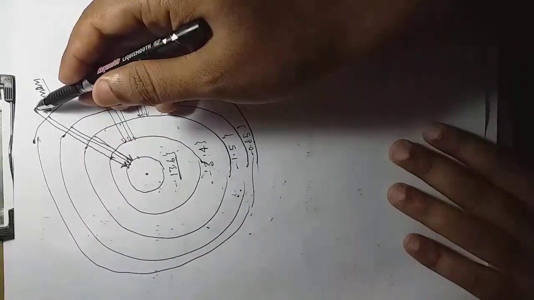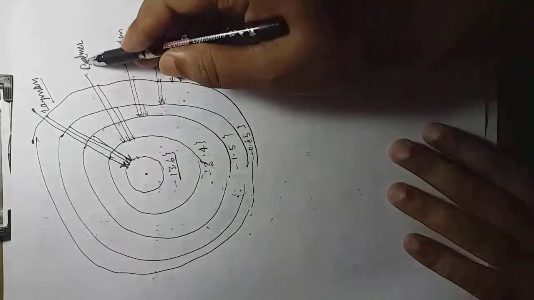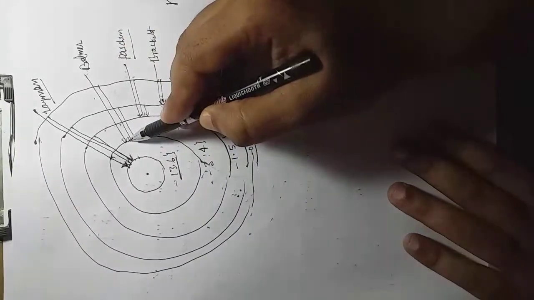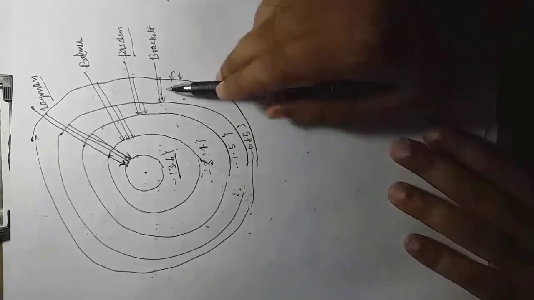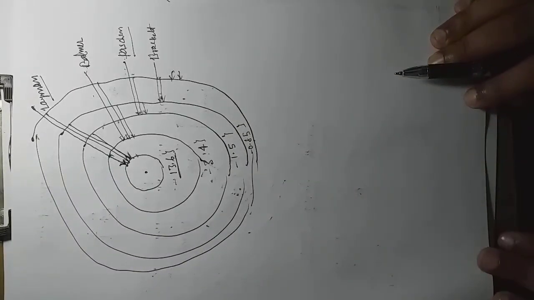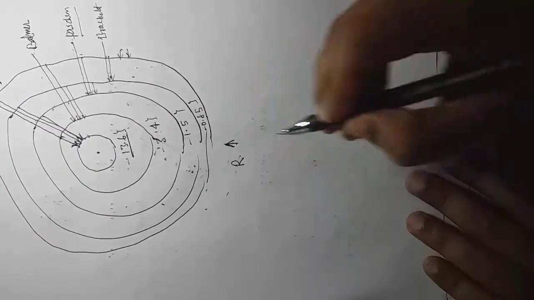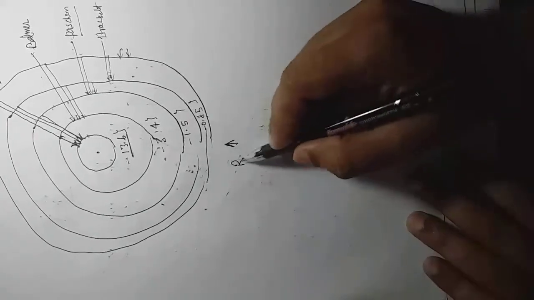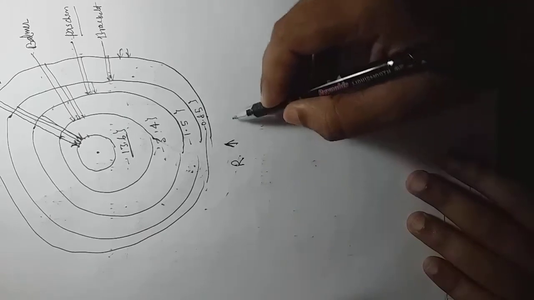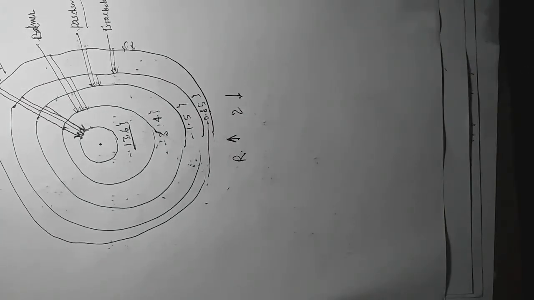Lyman series, light is coming from infinity to the first orbit. Balmer series, infinity to the second orbit. Paschen series, infinity to the third orbit, and the Brackett and Pfund series similarly. Already we discussed the other factors like energy. We already know red light has maximum wavelength, so its deviation is minimum. If wavelength is maximum, its frequency must be minimum. These calculations we had done in the theoretical portion.